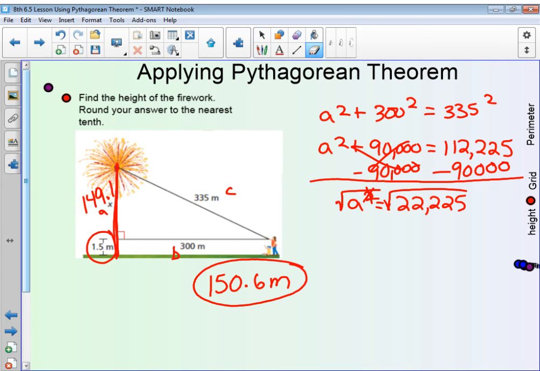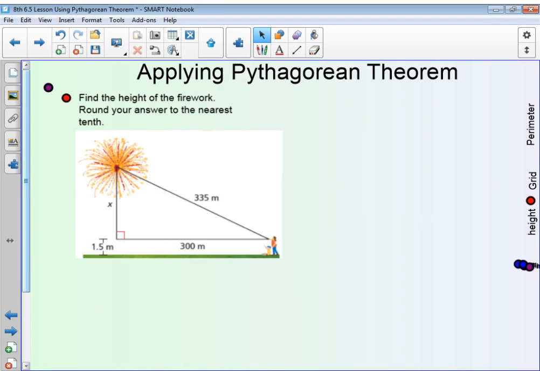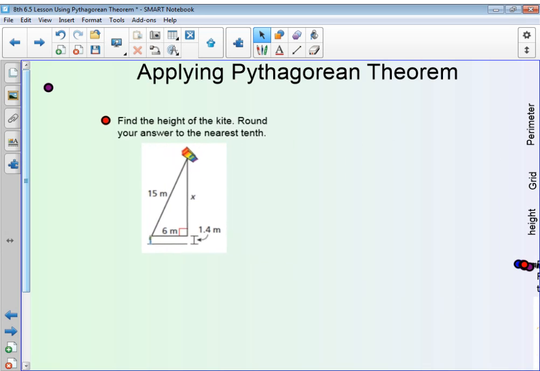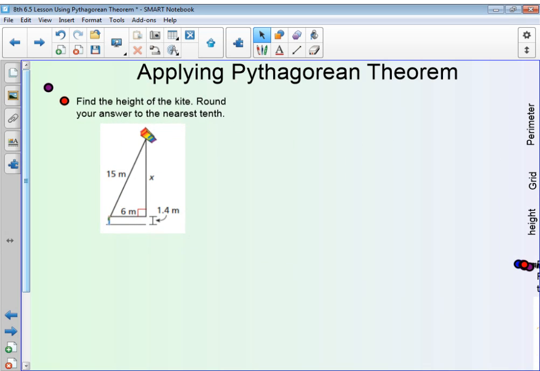Okay, so let's go ahead and try another one of those. Once again, it's just applying Pythagorean theorem to a real world situation. Okay, so last one, it says find the height of the kite, round your answer to the nearest tenth. So Pythagorean theorem, we're noticing that the height when he's holding up the kite, that's 1.4 meters from the ground. So we have to include that in the end because we want to know how far that kite is from the ground. So here's our A and our B.